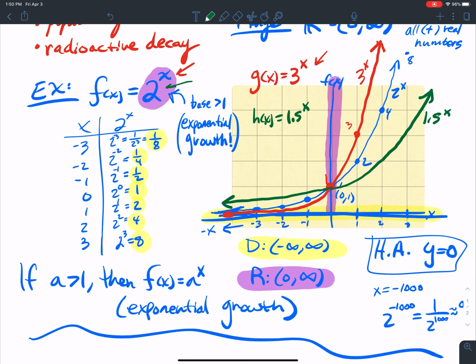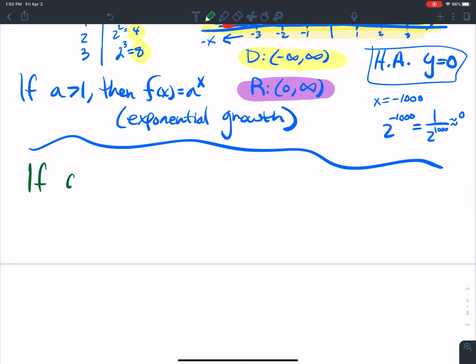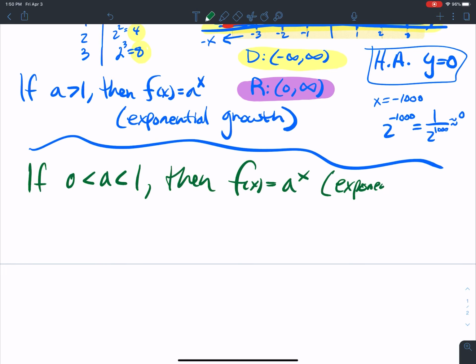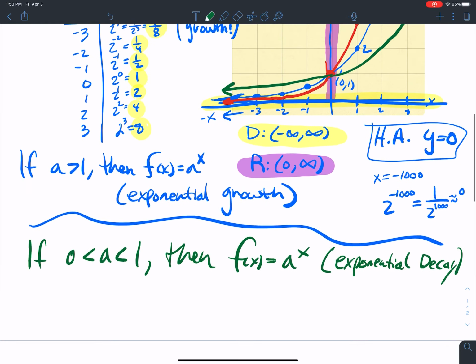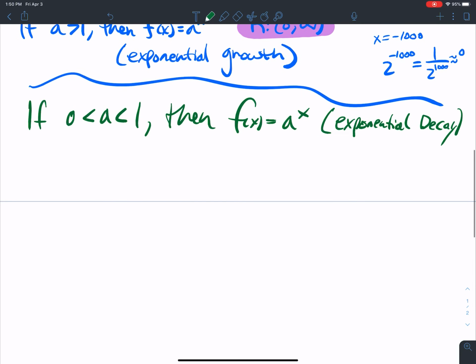All right. Let's now talk about exponential decay. So if a is between 0 and 1, then f of x equals a to the x is exponential decay. Exponential decay means the function is decreasing over time. When I looked at the other one, I'm going up over time, right? That's exponential growth. That's good, especially when we're talking about your money in the stock market or whatever you have growing. You want it to be growing, not decaying over time.